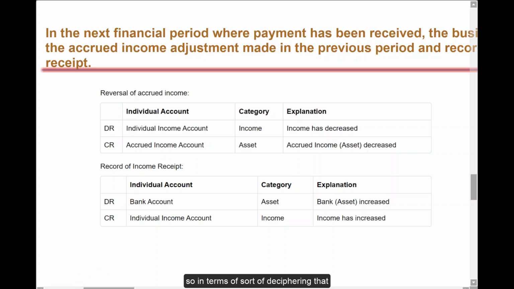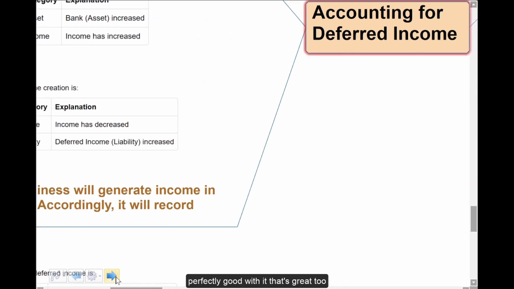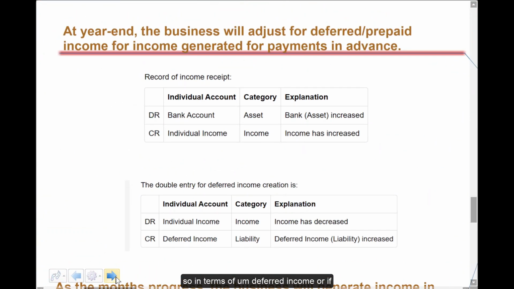Okay? So in terms of deciphering that, again, as I've said, we'll touch on the deferred income in a moment, but accrued income, I would say, is certainly one of the more complex areas in the syllabus alongside deferred income. I think accrued expenses and prepayments are much more straightforward. So if you're having a little bit of difficulty, understand. If you're perfectly good with it, that's great too. So in terms of deferred income, or if you will, prepaid income, at the year end, the business will adjust for deferred or prepaid income for income generated for payments in advance.